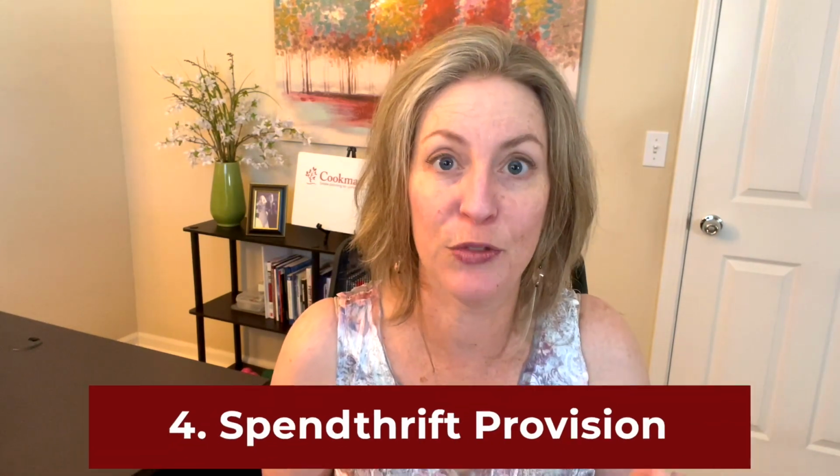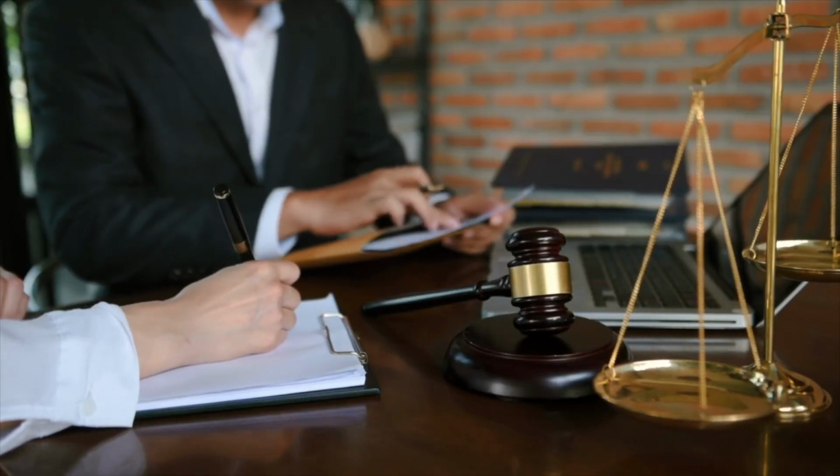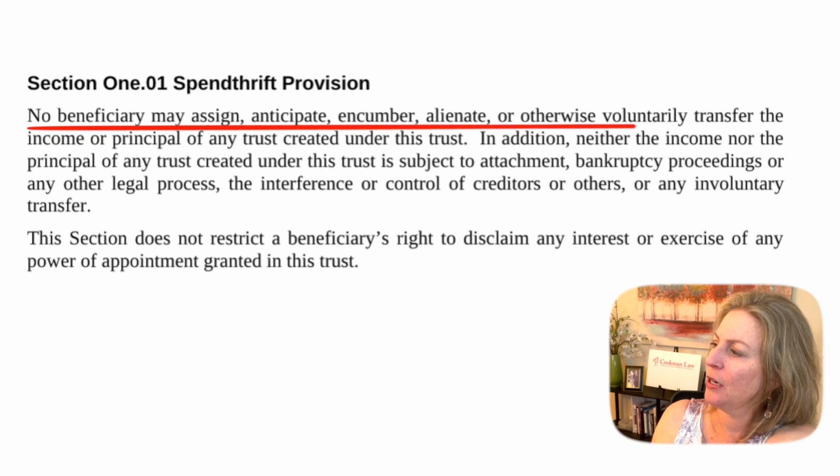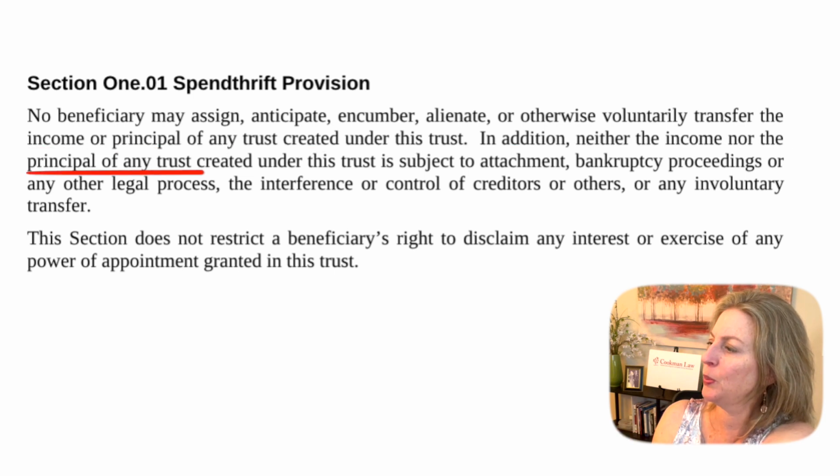Okay, so the last clause that I want to talk about is something called a spendthrift provision. And when you think of a spendthrift, this is somebody who blows through money, right? They get money and they immediately spend it. So we include a provision in the trust that isn't exactly aimed at that, but it's the same flavor, it's the same idea. Let me show you what the language looks like. It says, no beneficiary may assign, anticipate, encumber, alienate, or otherwise voluntarily transfer the income or principal of any trust created under this trust. In addition, neither the income nor the principal of any trust created under this trust is subject to attachment, bankruptcy proceedings, or any other legal processes.